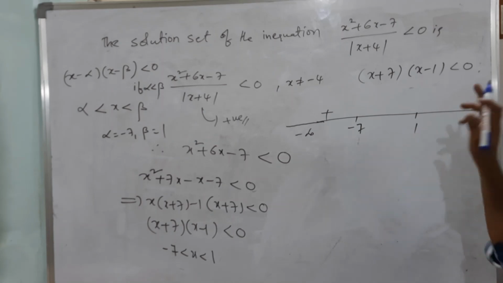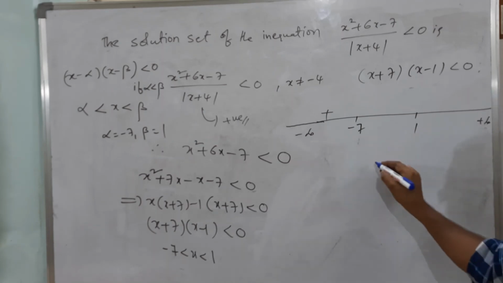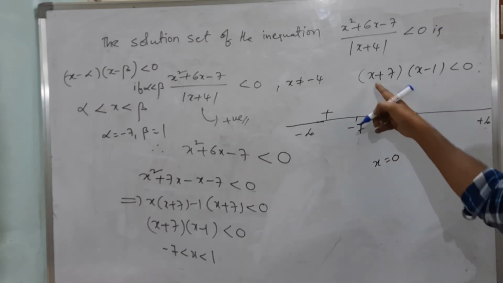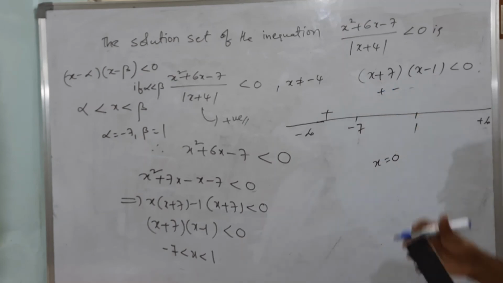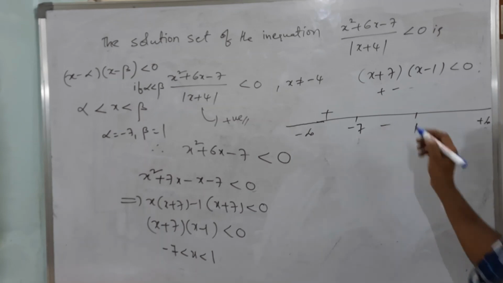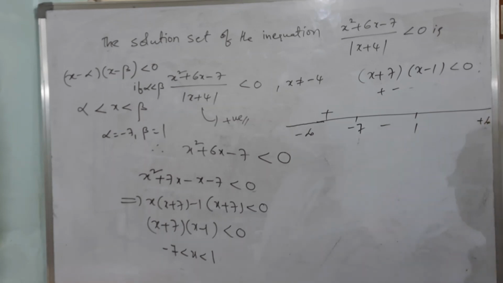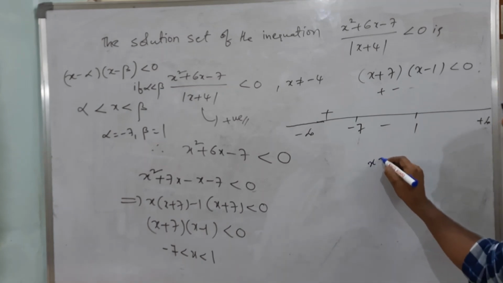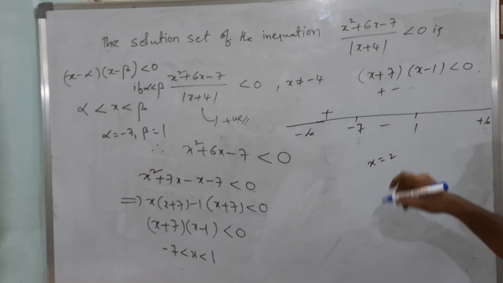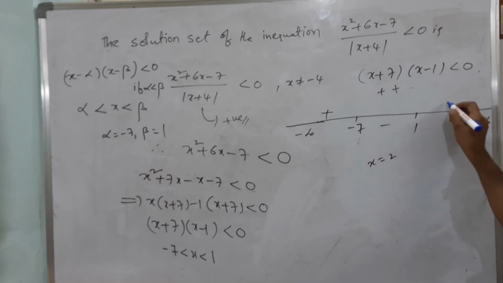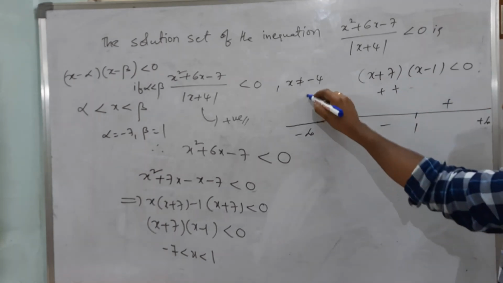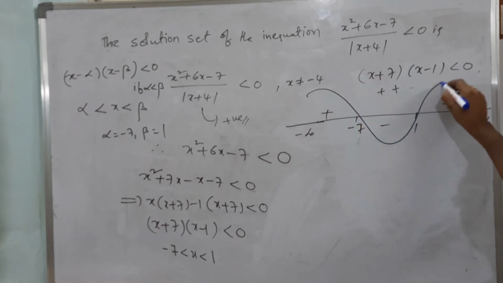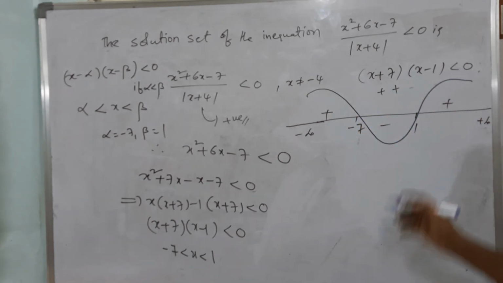Between minus 7 and 1, take any one real number, x equal to 0 you can substitute. 0 plus 7 is positive, 0 minus 1 is negative. Positive into negative is negative, right? Carefully you have to do. Next, greater than 1, any one real number you take, I will substitute x equal to 2. 2 plus 7 positive, 2 minus 1 also positive. Positive into positive is positive. So here positive, here negative, here again positive. But here what do we want?